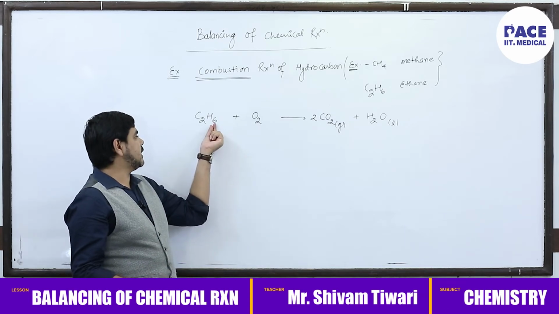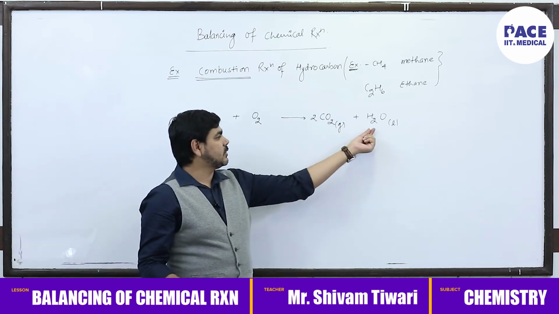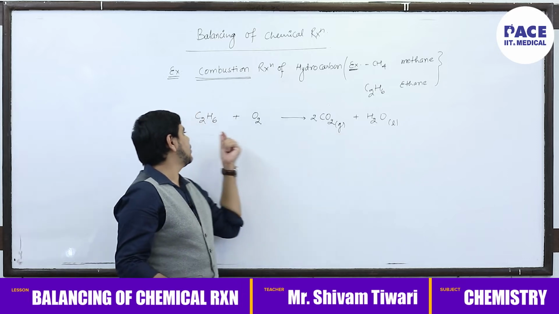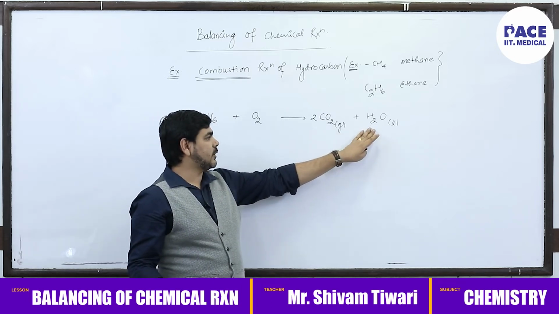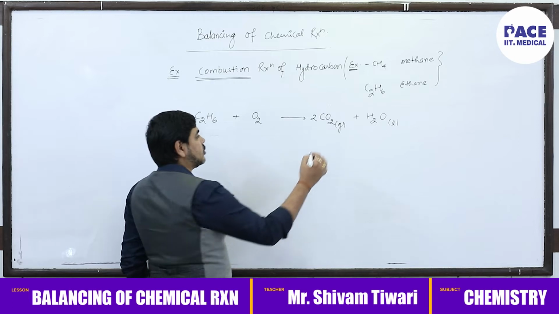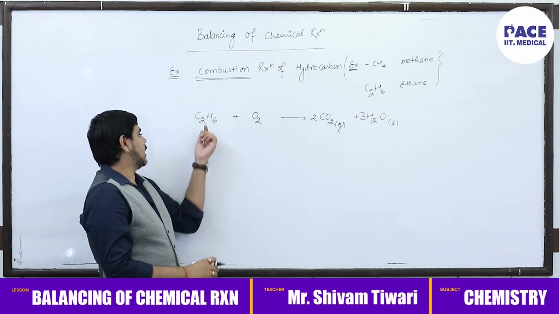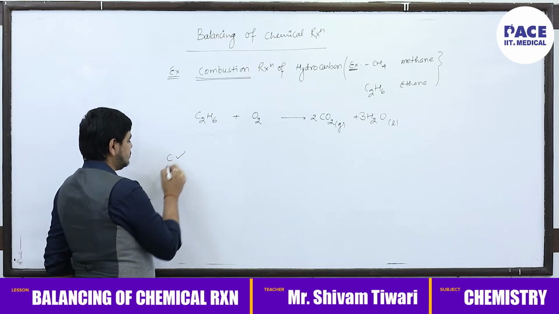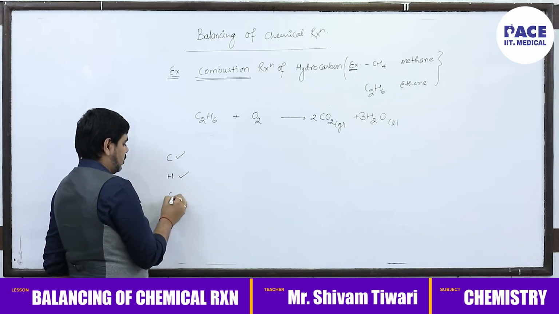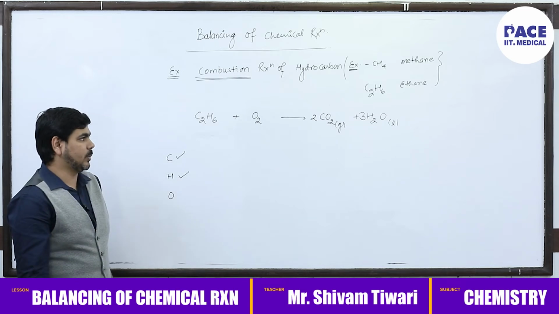We can see over here 6 hydrogens are there, over here 2 hydrogens are there. We want to make it 6 so that the number of hydrogens is the same. That's why we have to multiply it by 3. Now carbon is balanced, hydrogen is balanced, oxygen is not balanced. So we have to balance it.